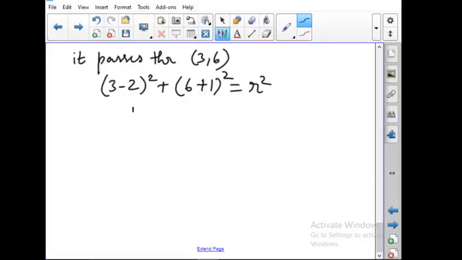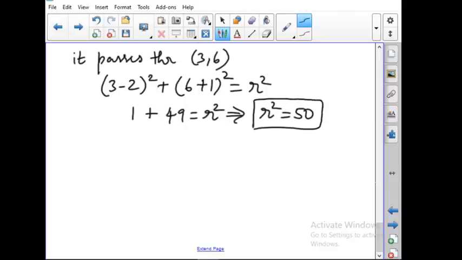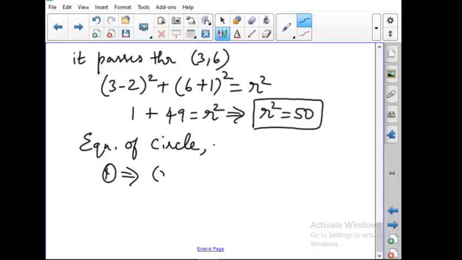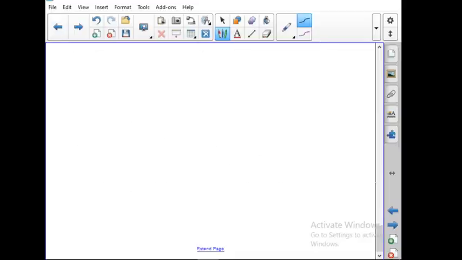So what is the value now? 1 plus 7 square, which is 49, is equal to r square. That implies r square is equal to 50. So now we got the value for r square. Now let us write down the equation of circle by substituting r square in 1. So equation 1 implies x minus 2 the whole square plus y plus 1 the whole square is equal to r square value, which is 50. Okay. So this is the required equation of the circle. Okay. Now let us go with the next problem. Problem number 3.